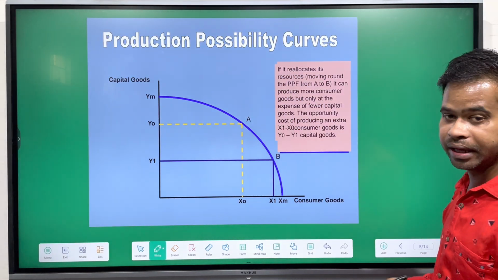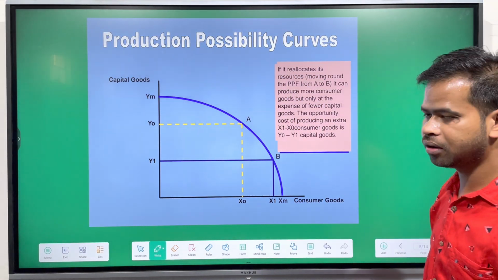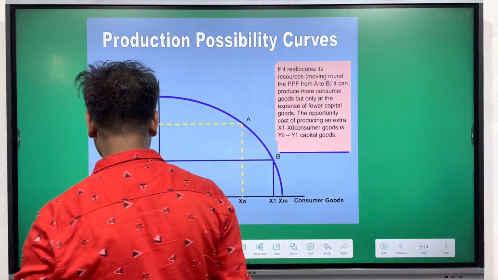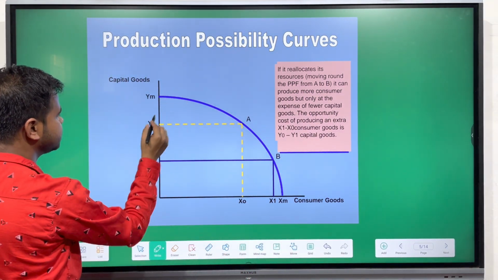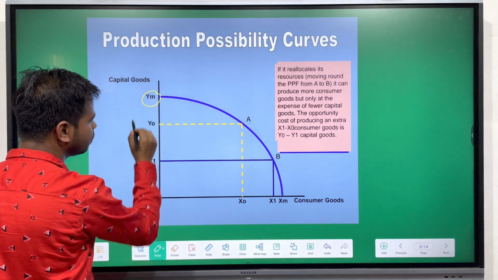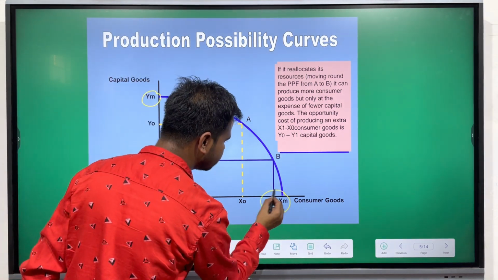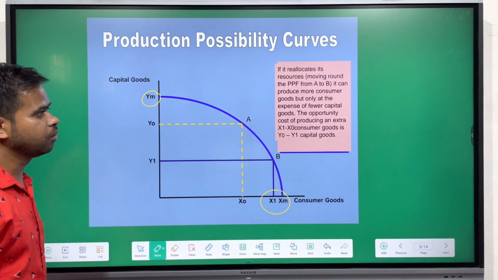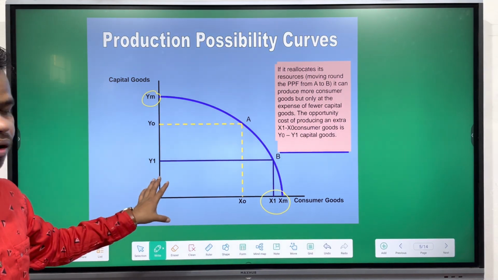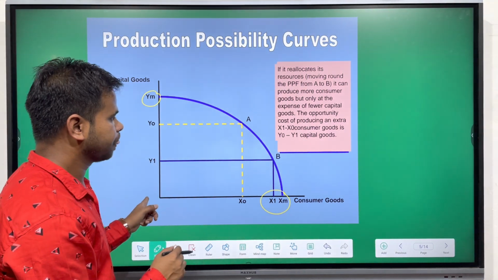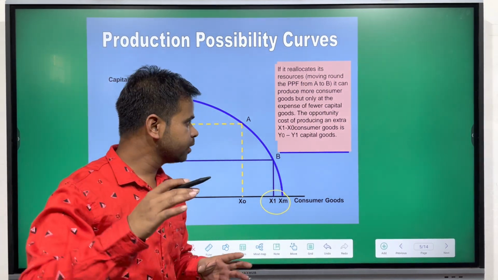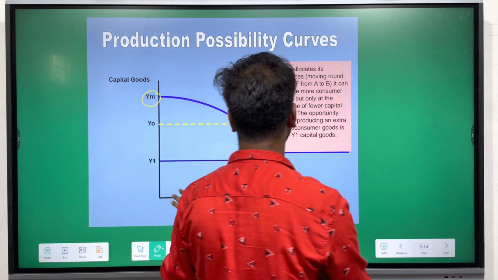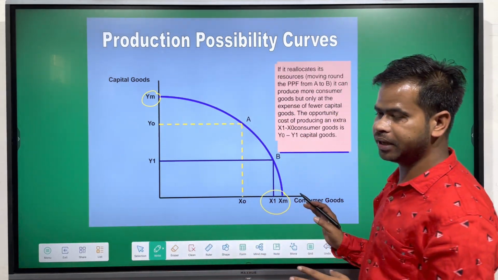Now the next thing, the same graph we are showing with capital goods and consumer goods. This is our capital goods, and this is the consumer goods. It relocates its resources, moving around the PPF, the production possibility curve.